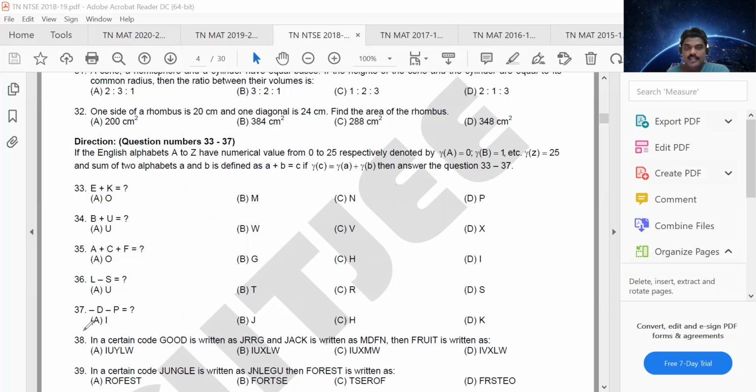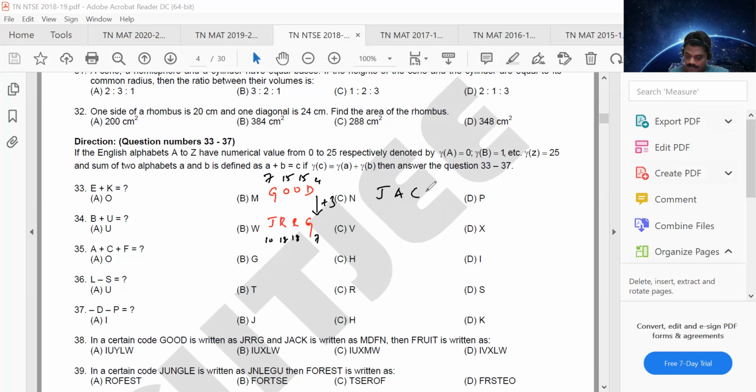The next question is, in a certain code, good has been coded as JRRG and Jack has been written as MDFN. What is the code for fruit? Now, if you observe here, good has been coded as JRRG. G is 7, J is 10, O is 15, R is 18, D is 4, G is 7. So you are doing basically a plus 3 of the given word.